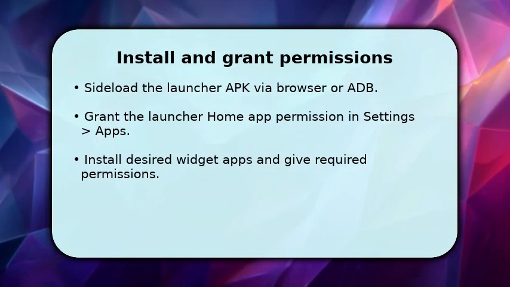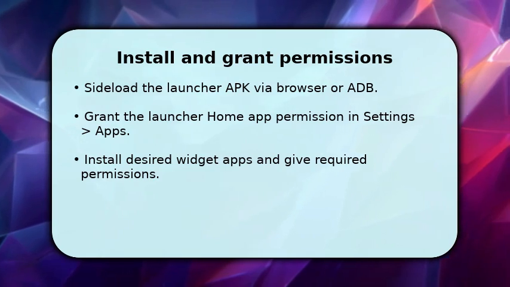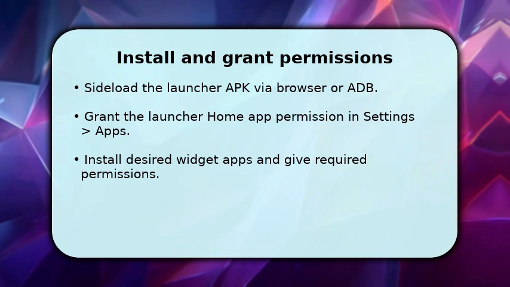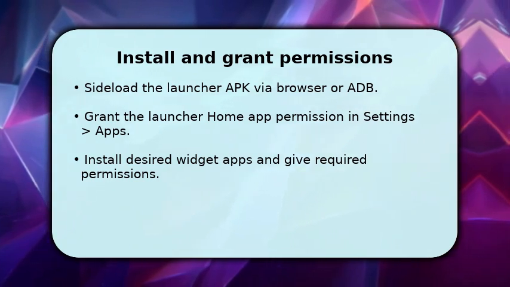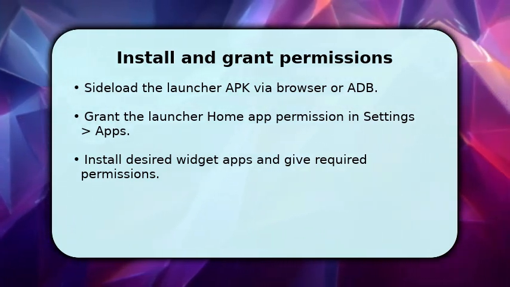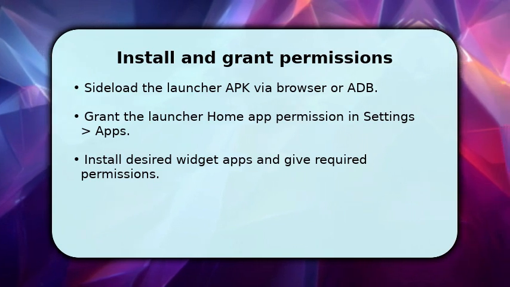You now install and configure the launcher and widget apps. Sideload the launcher APK using the browser download or ADB sideload. Follow on-screen prompts to install. Then go to Settings, Apps, Default Apps and set that launcher as the home app so the system uses it.